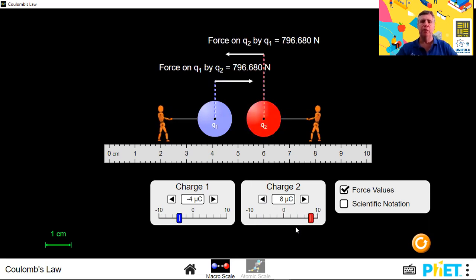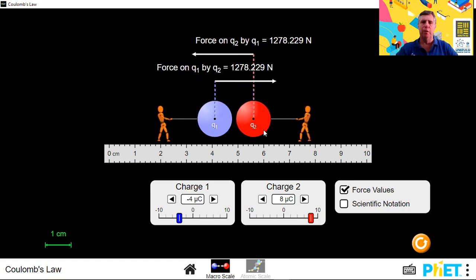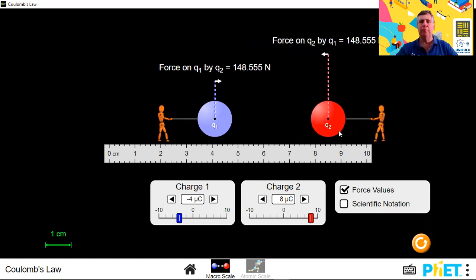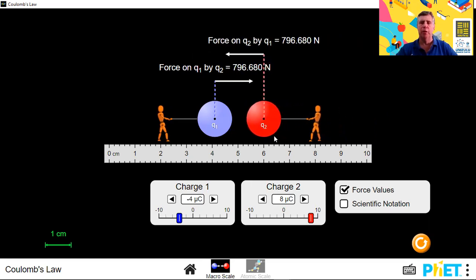Now, what about the distance? And you can see the distance greatly affects the force. If I bring them closer together, the forces very quickly get very large. If I take them far apart, they very quickly get very small. And this is the effect of having a term 1/r² in Coulomb's equation.